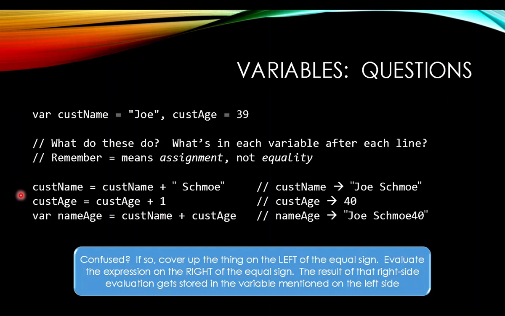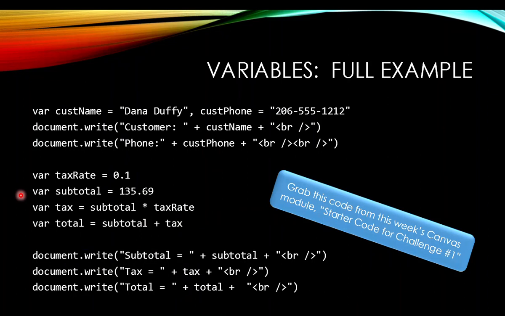All right, so let's look at one fuller example with more variables that solves real problems. So here we go. All right, here's a full example. If you're in class, you can grab this code from our Canvas, and if not, then you can certainly pause and type this in if you want to practice it. So let's see if we can read this together and understand what's happening. Create a variable called custName. Assign to it the value Dana Duffy. Also create a variable called customer phone and assign it the value of this phone number.